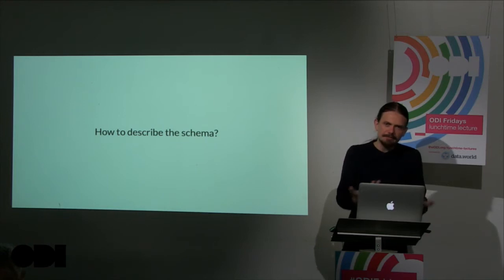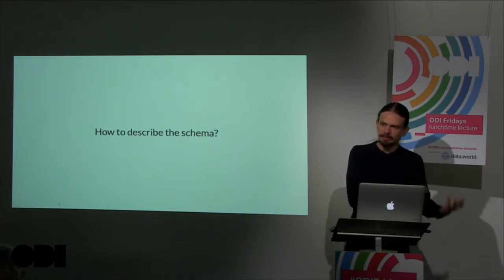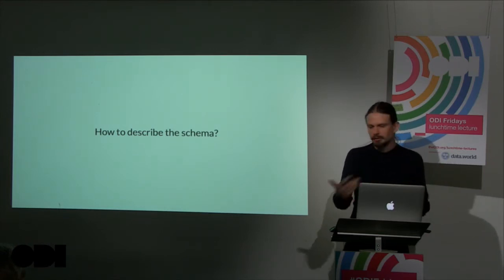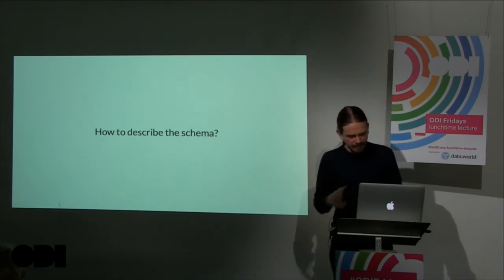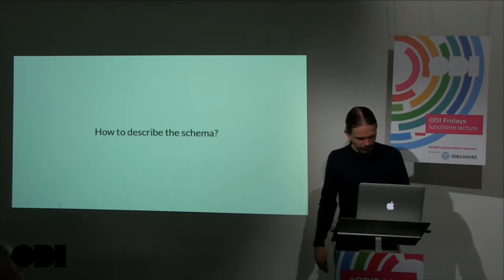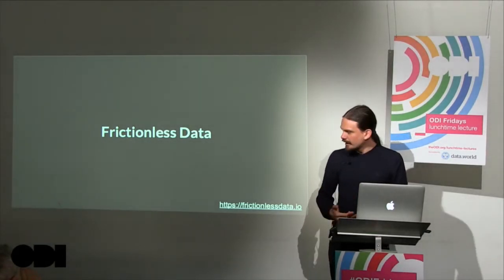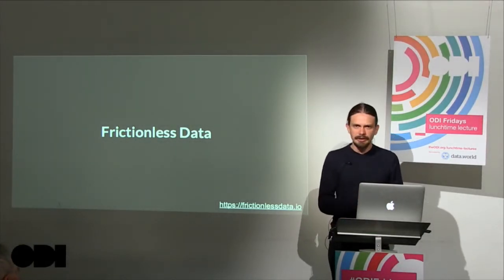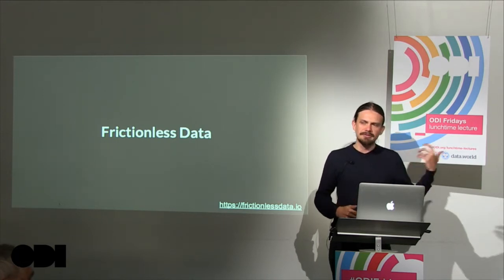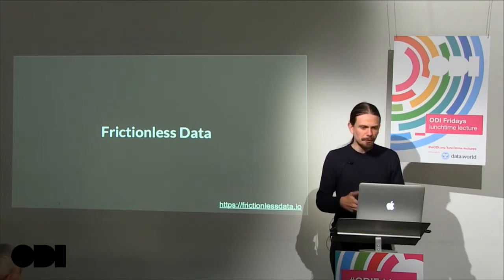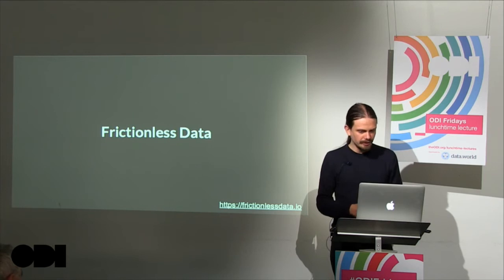So how can I describe something like this for a machine to be able to understand? Usually a data dictionary, you get like a PDF, but this needs to be for a machine. Which leads us to the Frictionless Data project. This is another project that we have at Open Knowledge. Started working on them in 2007, but really have been focusing in the last couple of years.